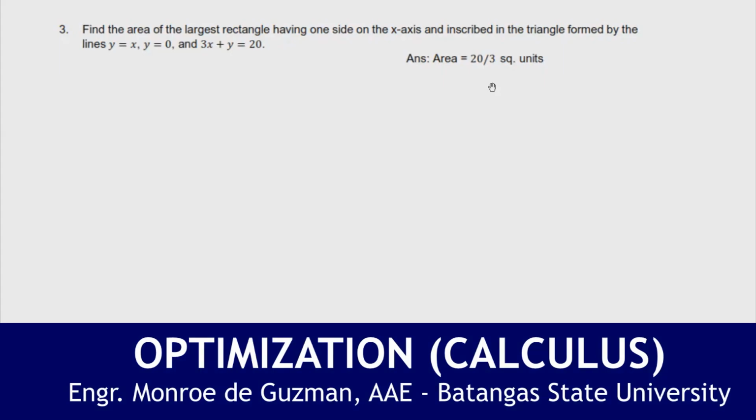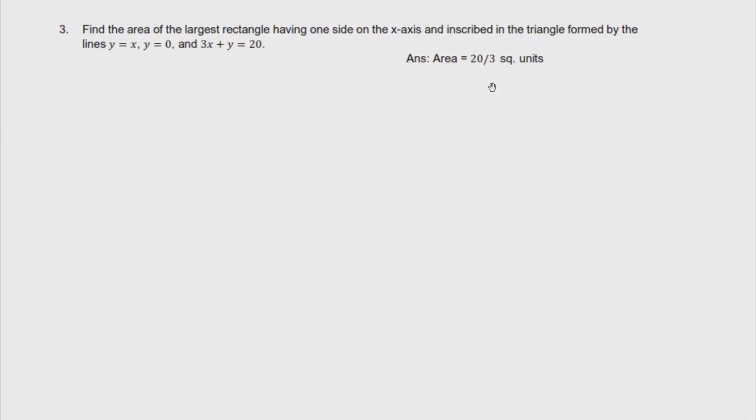Okay, so now for this problem, we have an answer for this one, and let's try to get that answer by solving for this. We have three equations that are actually linear equations, and in those linear equations there's an intersection that will form a triangle, and inscribed in that is a square or a rectangle. So this problem asks for the largest area that can fit inside that triangle.